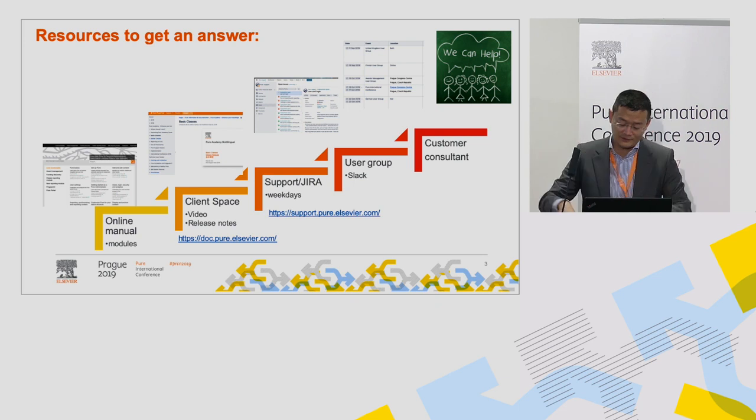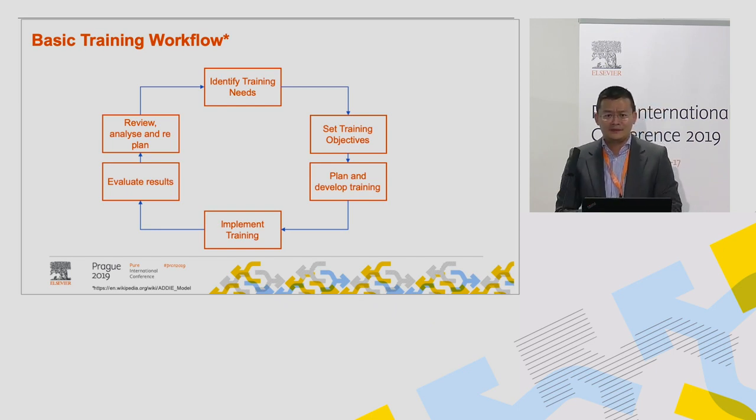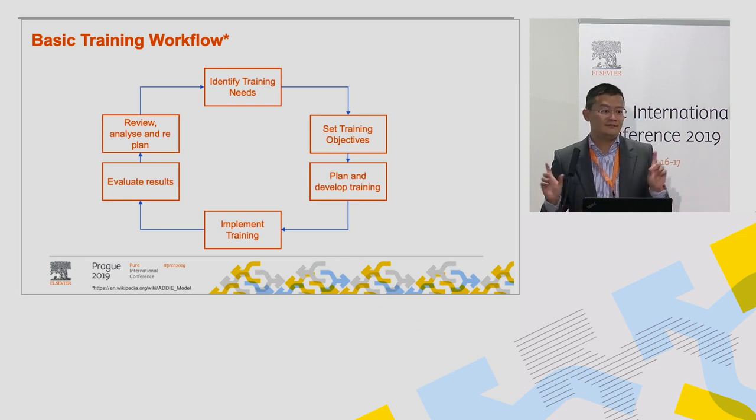So these are the resources that we recommend. And then, yeah, about the training. So this is our generic training process. We use this edit method, and we hope it can be a closed loop process that we can keep improving. But in general, the first 2 steps are the most important, as we really need to know what your targets are, what you want to do with Pure, and what the objectives for the trainings are.